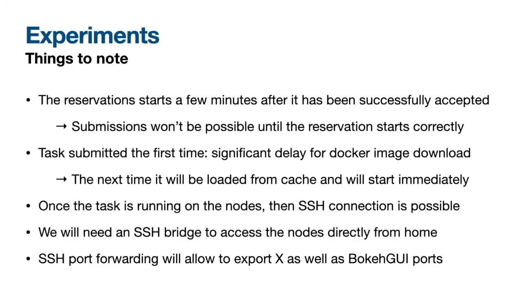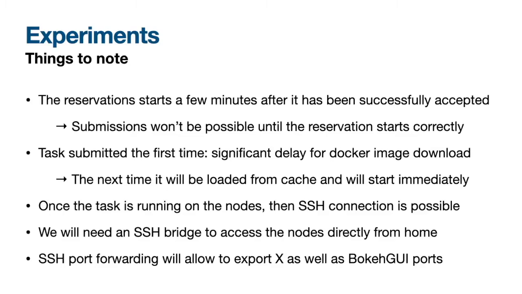When the task is submitted for the first time, there's a significant delay for the Docker image to be downloaded. So you have to be patient while that happens. You probably want to create a reservation which is much larger than the time necessary to download the Docker image, especially when it's the first time you download the Docker image. Once the Docker image is downloaded, it is stored in cache, and the subsequent tasks which will be submitted with the same Docker image will run straight away. When the task is running on the nodes, it is only then you can SSH to the node.